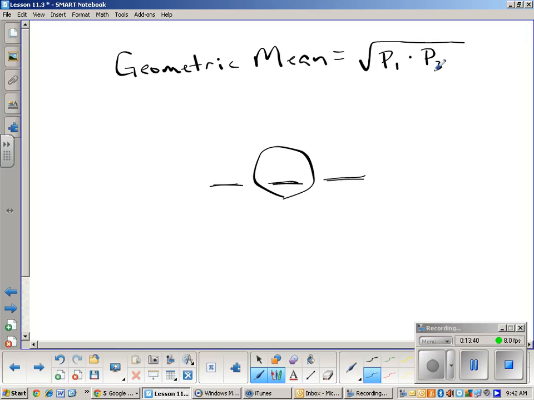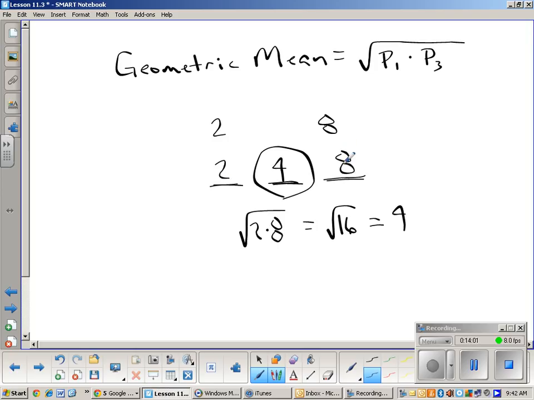So if I want the geometric mean of 2 and 8, it would be the square root of 2 times 8, 16, which is the square root of 16, which is 4. Do you want it in simplest radical form? Yeah, if they ask, unless they say a decimal. Unless they say a decimal, we normally leave it in simplest radical form.